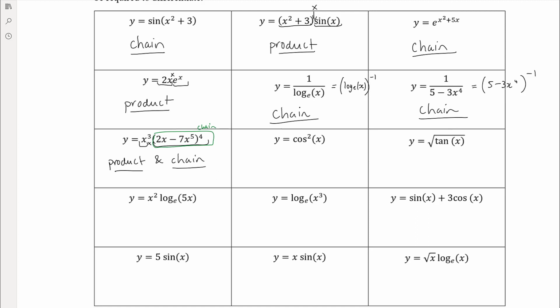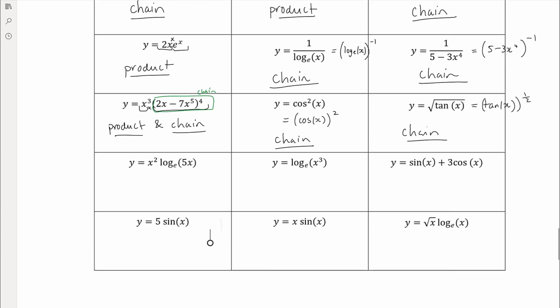Okay, cos squared x. Let's review what this notation means. Remember when we write cos squared x, it actually means cos of x all squared. And so we can see that as a composite function. You've got cos of x substituted into x squared. So it's a chain rule because it's a composite function. Alright, the next one's also going to be a composite function. You've got the tan function substituted into the square root. We would probably write that as tan of x to the power of a half before we differentiated, but regardless we're going to need to use the chain rule. Tan substituted into the square root.